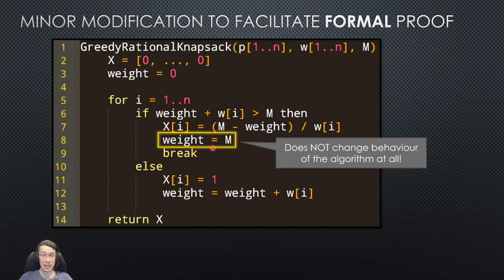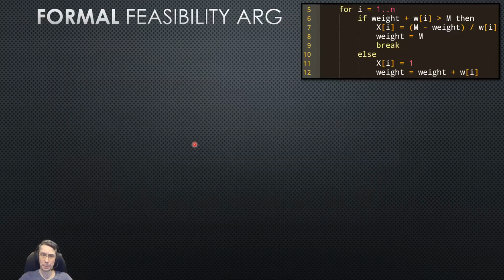This is just really going to be useful for one lemma in the proof where I'm going to argue about what weight is when we exit the loop. So this just makes it convenient for me to say when we break the loop, weight is m in this case. So we didn't do this in the original algorithm because what's the point of writing to the weight variable if no one ever looks at it again?